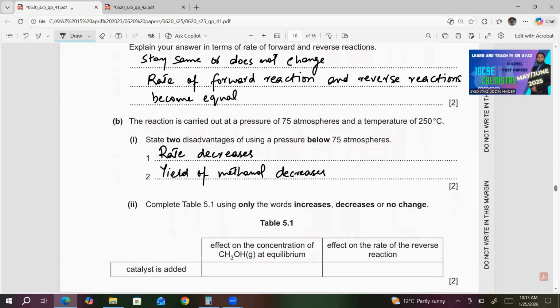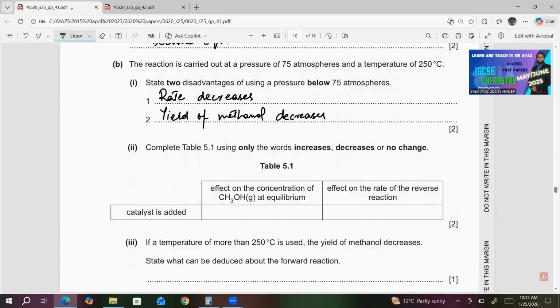Part 2. Complete table 5.1 using only the words increases, decreases, or no change. What is the effect on the concentration of CH3OH at equilibrium if you are going to add catalyst? No change. Definitely, a catalyst does not have any effect on the concentration of product.